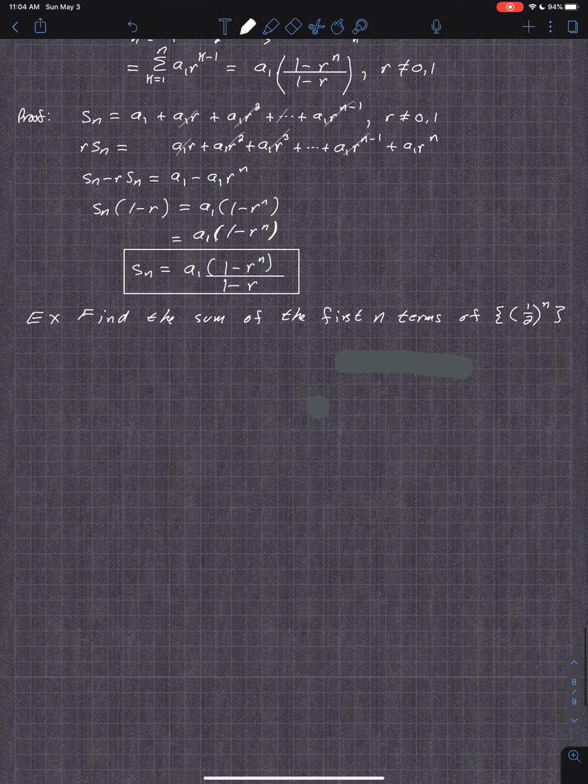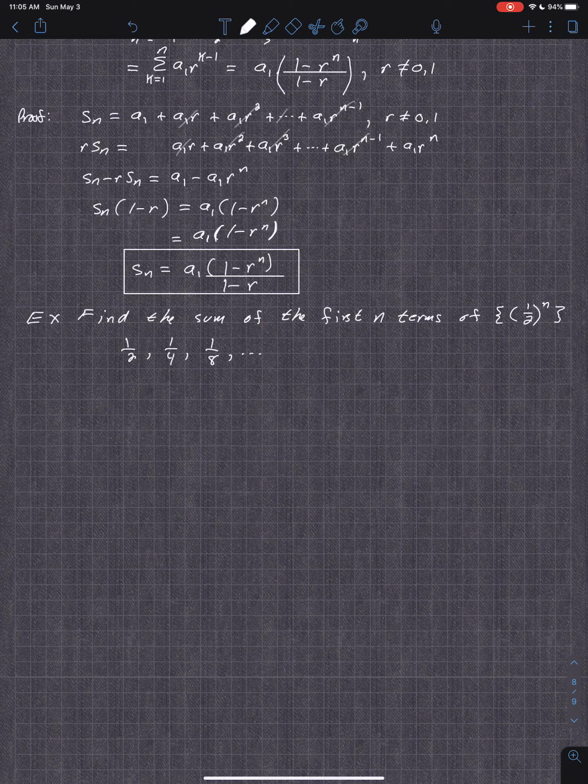So here's an example. Find the sum of that. If you listed them out, if n is 1, you get a half, and then a fourth, and an eighth. So it's multiplying each term by a half. A half times a half is a fourth, a fourth times a half is an eighth, etc. So that's what you're adding up.